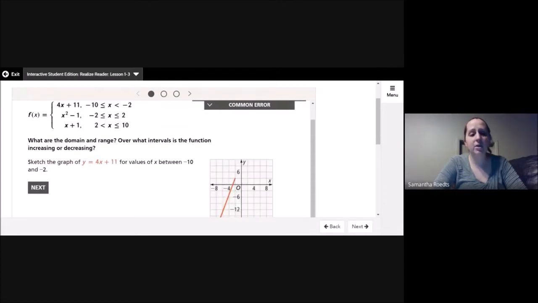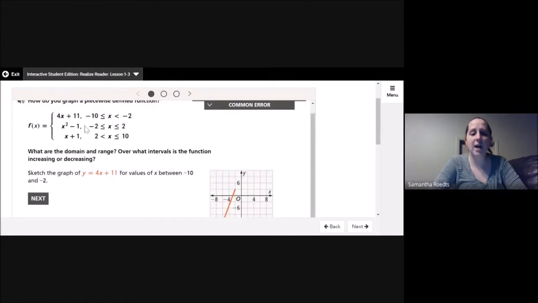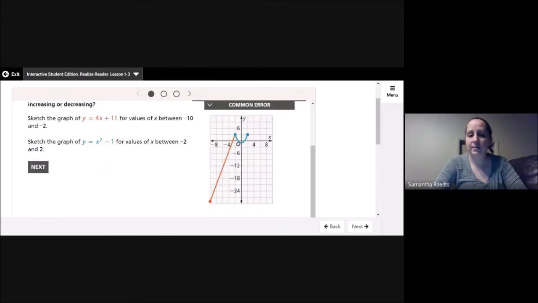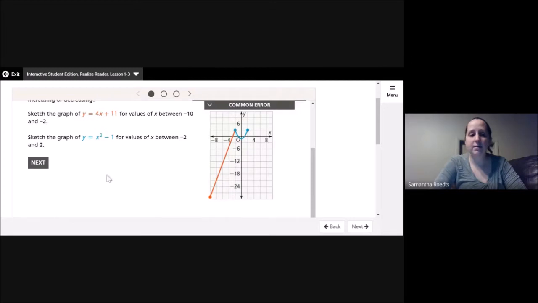So the first thing I want to do is sketch the graph of y equals 4x plus 11 for values of x between -10 and -2. So here at -10, here to -2, created my line. Then I want to sketch the graph of y equals x squared minus 1 for the values of x between -2 and 2. So -2, 2. Okay, here's my graph.